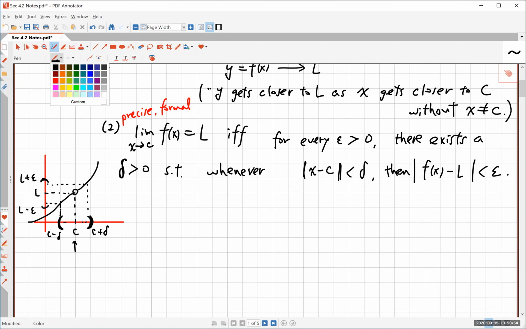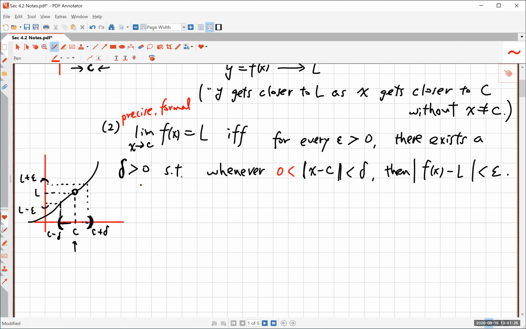Right now, the thing is, I said we don't care what happens when x is equal to c. Again, x could be sort of having a hole at this point. So we don't want to say x is anywhere between this point c minus delta and c plus delta. We want to make sure that x is not equal to c. And so in order to do that, I'm just going to add this one little thing here. We make sure that the absolute value of x minus c is positive, which means it's not 0, which means x is not equal to c.